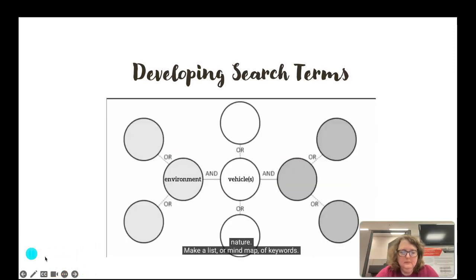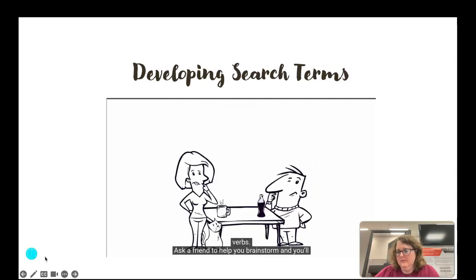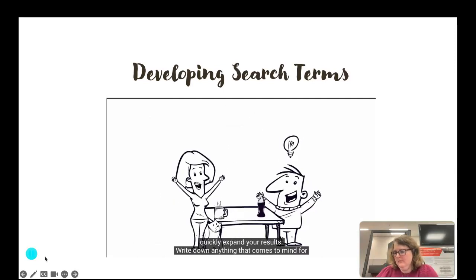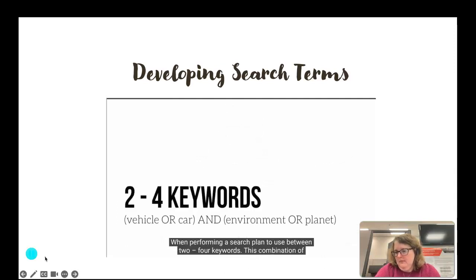Make a list or mind map of keywords and synonyms. Plan for single or plural words, specific and general words, nouns, adjectives, and verbs. Ask a friend to help you brainstorm and you'll quickly expand your results. Write down anything that comes to mind for now, doing away with less relevant terms later on. When performing a search, plan to use between 2 to 4 keywords. This combination of terms is called a search string.